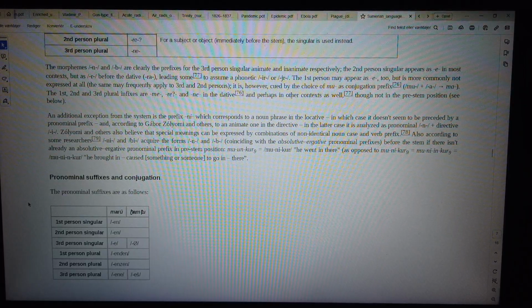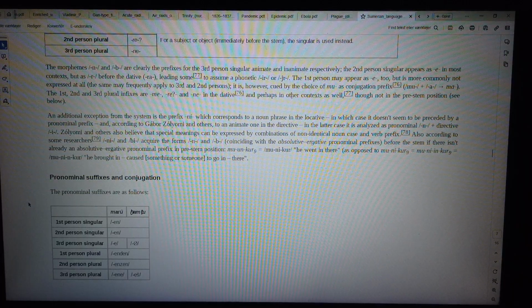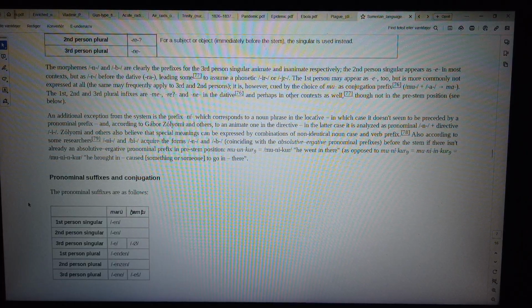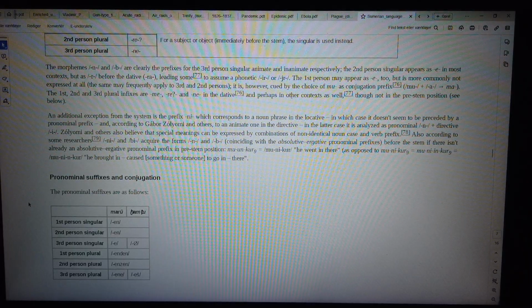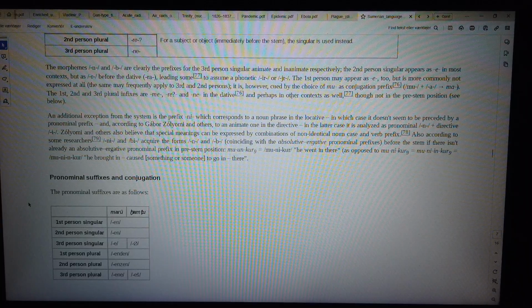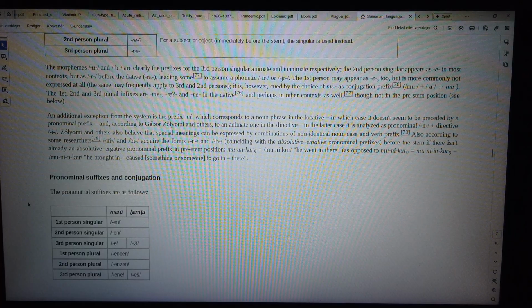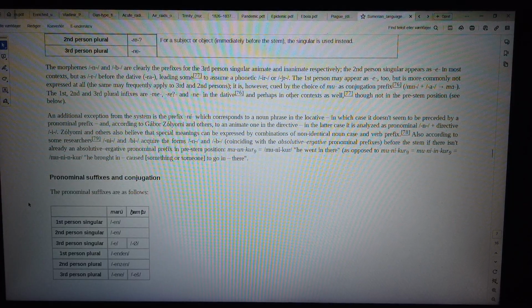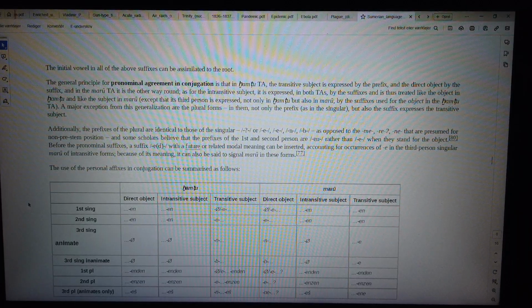Pronominal suffixes and conjugation. The pronominal suffixes are as follows: 1st person singular /en/, 2nd person singular /en/, 3rd person singular /e/, 1st person plural /enden/, 2nd person plural /enzen/, 3rd person plural /eš/. The initial vowel in all of the above suffixes can be assimilated to the root.